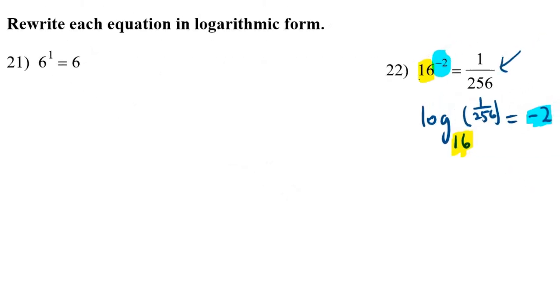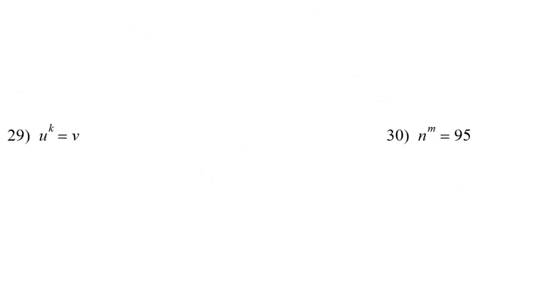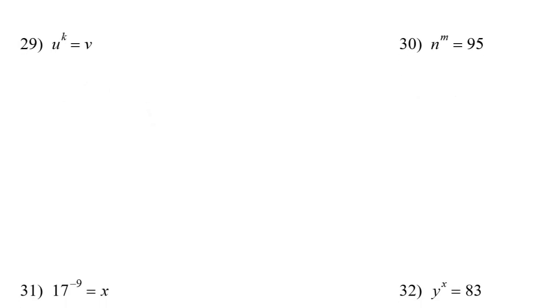Well, I think I'll do one more. I'll skip now to number 29. Number 29. All right, here we're going to write log form for this, so it's going to be log. Again, the u is the base, so we need u for the base. That's the base. What power? That's the answer we're looking for. The power is k, and the number is v. That's it. They match. Base with the base. What power is the power? And then v is the number that we're looking for.